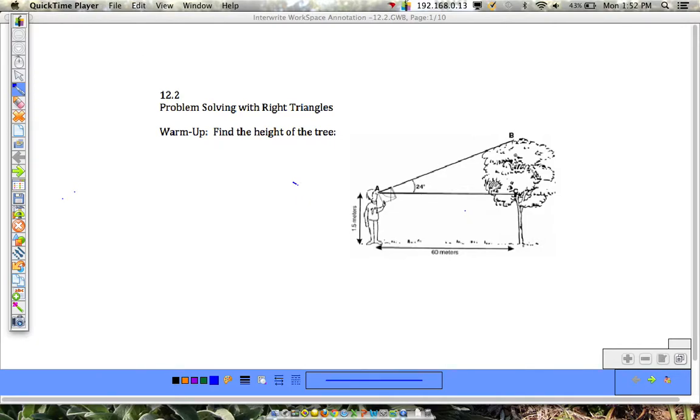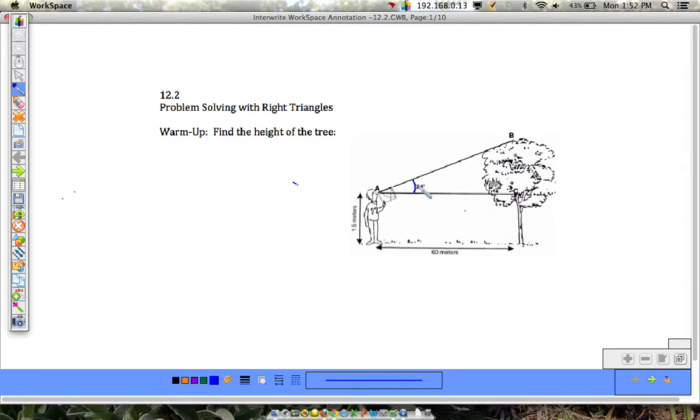This is section 12.2, talking about problem solving with right triangles using our sine, cosine, and tangent functions. It says find the height of the tree. Here we are, we're 1.5 meters tall. We're 60 meters from a tree and we want to know the height. We see that our angle of elevation, and we're going to talk more about what an angle of elevation is, is 24 degrees. So the angle of degree that you look up from your eye, from the horizontal.